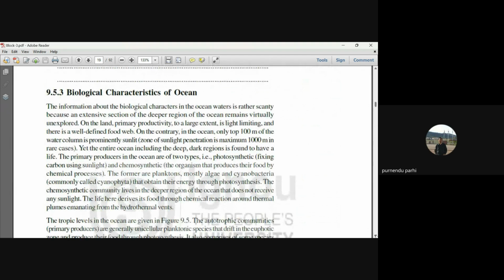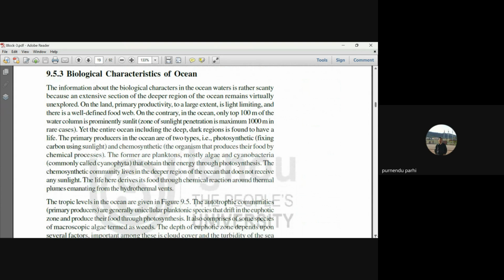Biological characteristics of the ocean. The information about the biological character of the ocean water is rather scanty because an extensive section of the deeper region of the ocean remains virtually unexplored. On land, primary productivity to a large extent is light limited and there is a well-defined food web. On the contrary, in the ocean, only the top 100 meters of the water column is prominently sunlit. Yet the entire ocean, including the deep dark regions, is found to have life.